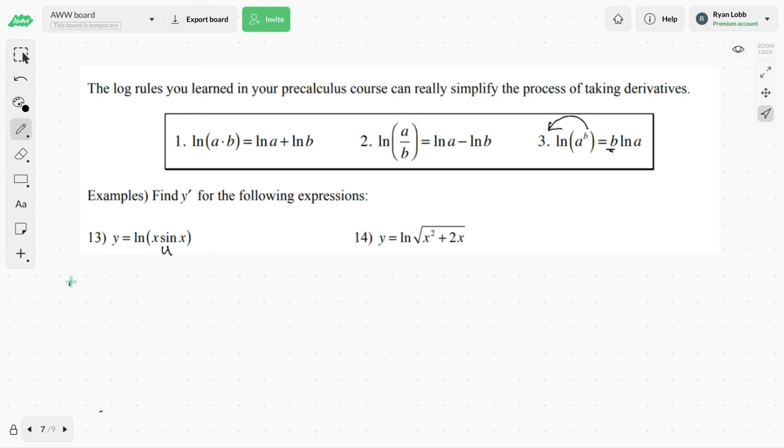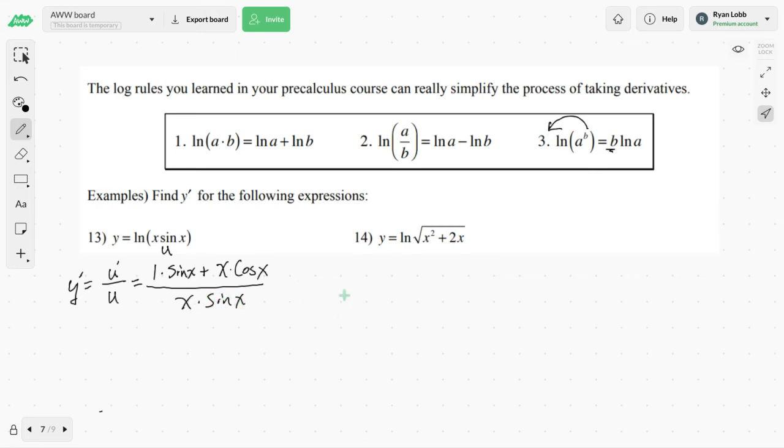Well, in that case, y prime is going to be equal to the stuff. Well, now I got to do a product rule. It's x times sine of x. So if I say, all right, well, y prime is going to be u prime, this derivative of the stuff over the stuff. Well, now I got to take the derivative of this stuff right here, which is a product. I got to do a product rule. The derivative of x, 1 times sine of x plus x times the derivative of sine, cosine of x. So there's my u prime over x times sine of x.